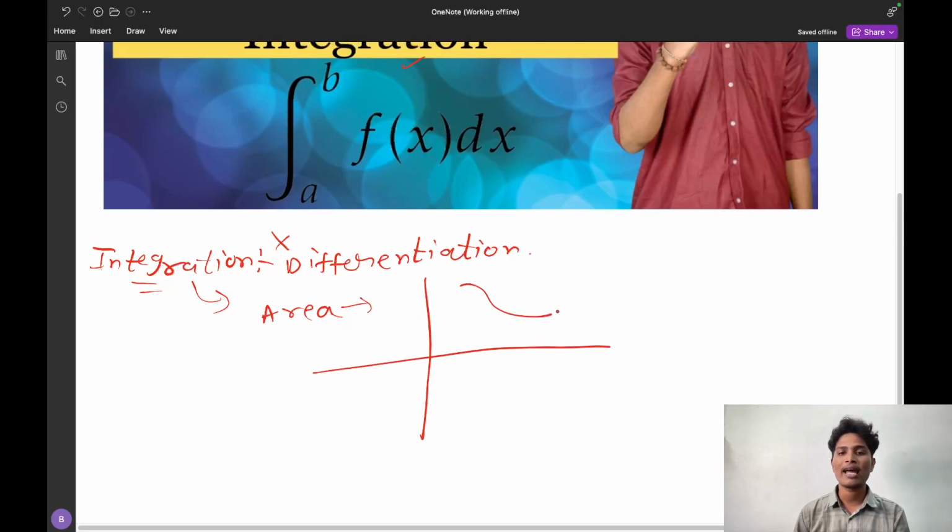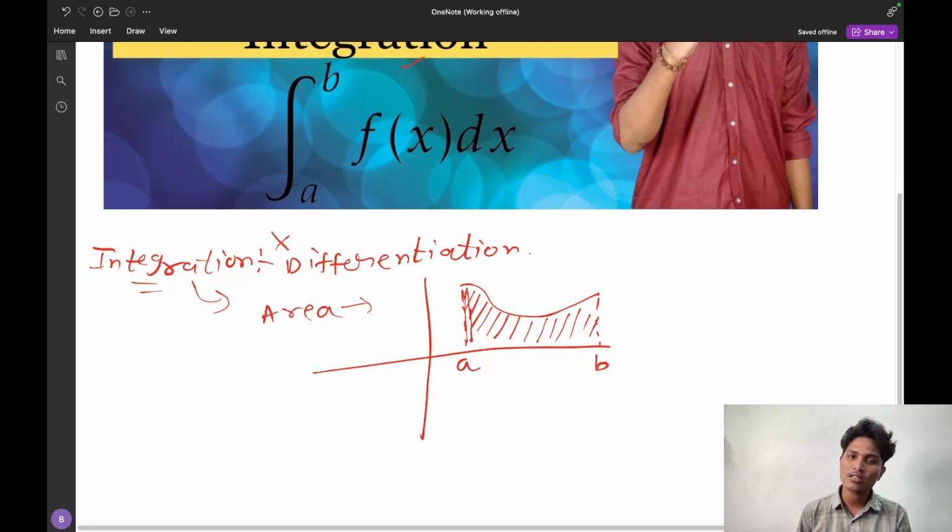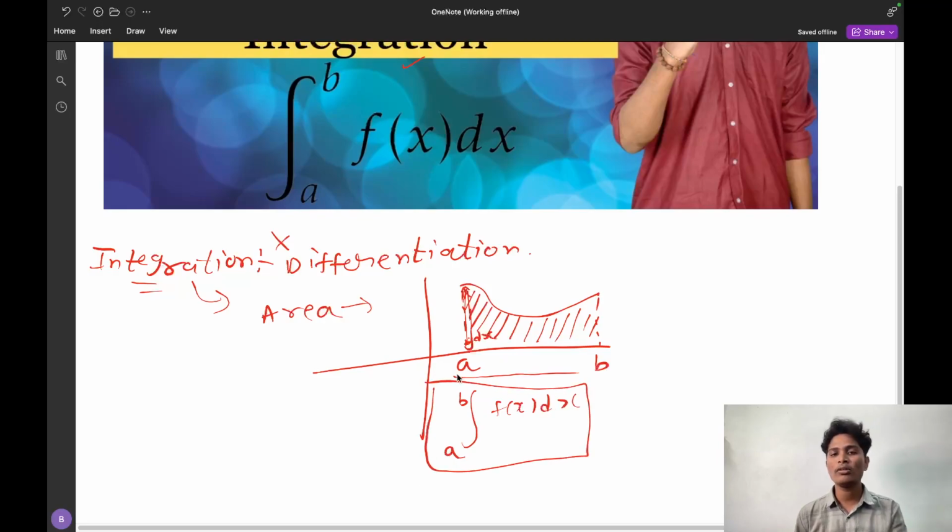Suppose this is a graph and this point is A and this point is B. In order to calculate this entire area, I can cut this graph into small pieces. I will integrate from A to B that element. Suppose I take this element as dx, I have to integrate from A to B f of x dx. So if I do this integration, I will get the complete area. So the purpose of integration is to find area, but the actual purpose will be different. That is, this is the definite integration.